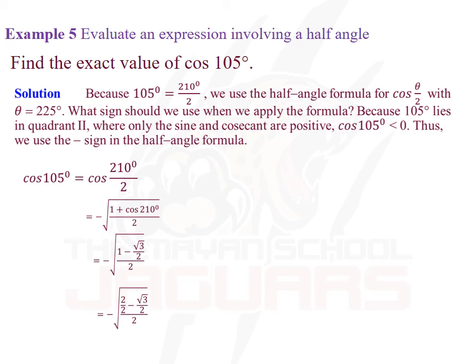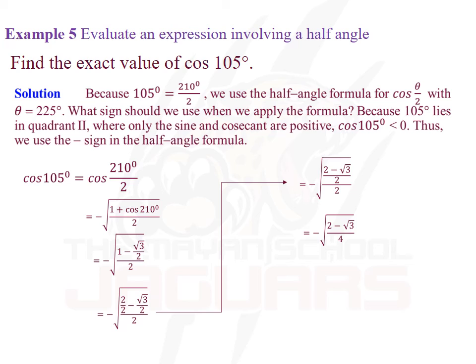Now I have to simplify the numerator, so I need to create a same denominator. 1 is the same as 2 over 2, minus square root of 3 over 2. So now I have at the top the same denominator. And when I simplify that expression at the top, it becomes negative square root of, the numerator, 2 minus square root of 3 over 2, and everything over 2. Then I need to simplify this. I can use the division of fractions, and this becomes negative square root of (2 minus square root of 3) over 4. Then I can use the quotient of radicals, and this becomes negative the square root of the expression at the top.